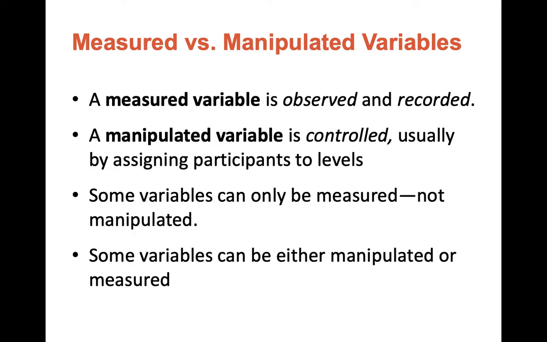Some variables can only be measured and not manipulated. Age would be one of those variables. You can't assign people to be a particular age. That's just a naturally occurring variable. They are that age.